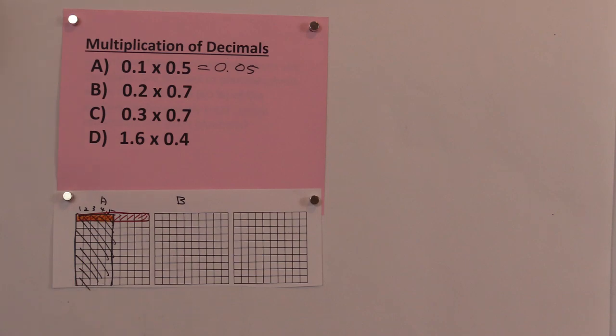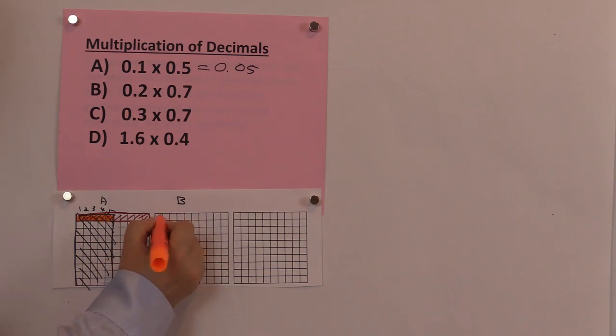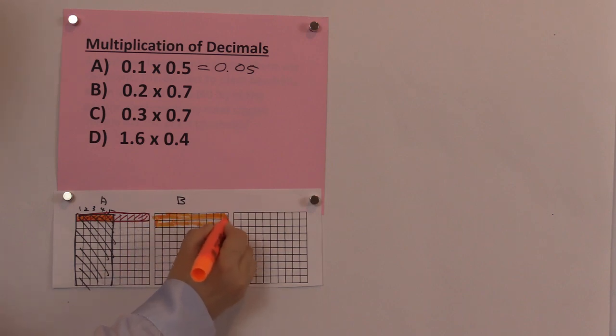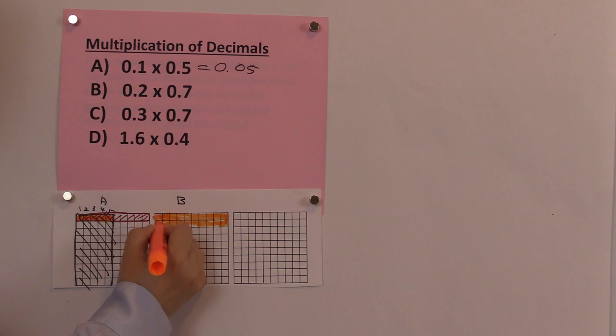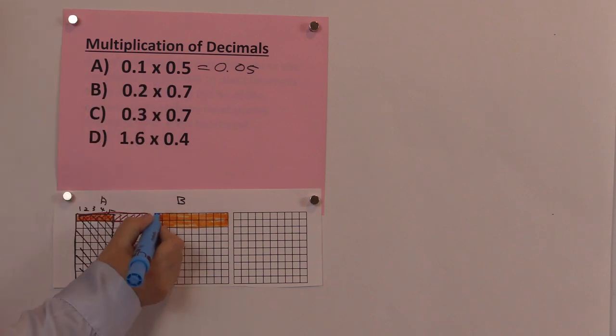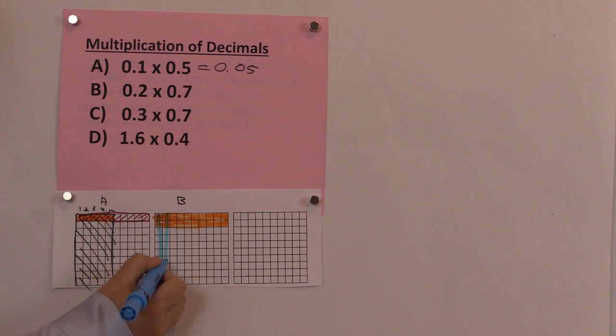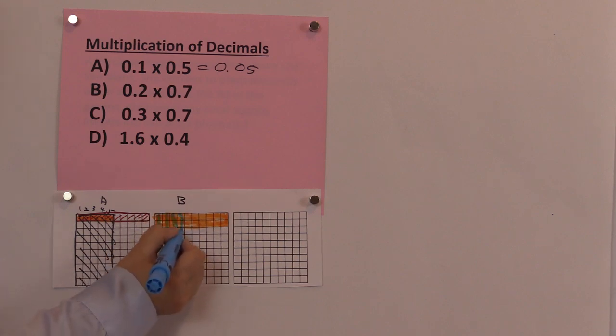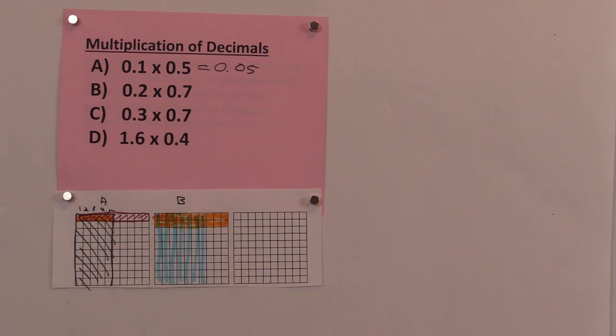So I have 2/10. I'm going to show you with this one. 2/10. Right, 2/10. And another one is 7/10. So it's going to be the other way. That's the area model. 1, 2, 3, 4, 5, 6, 7. Do you see what I did?